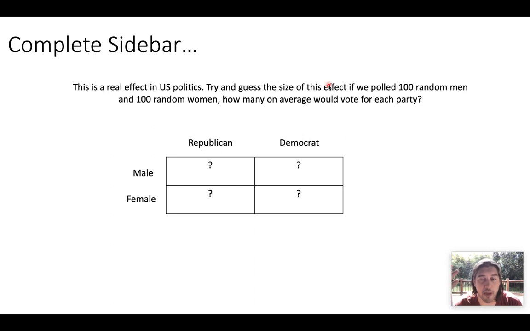What I want you to do is maybe try and guess the size of this effect, a fun little game we can play. So if we polled 100 random men and 100 random women, how many of those 100 men do you think would have voted Republican versus Democrat? How many of those women would have voted Republican versus Democrat? So just take a second. It's going to be a fun little game. Try and predict what the results actually were.